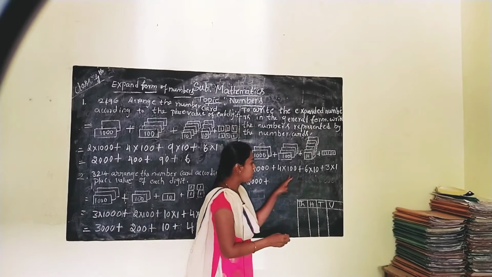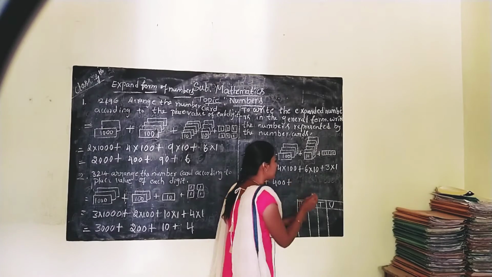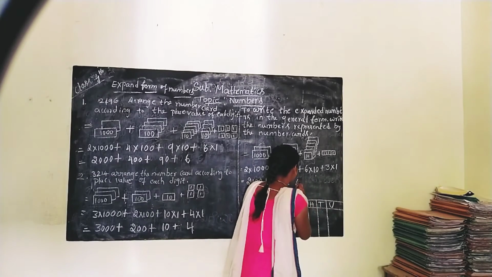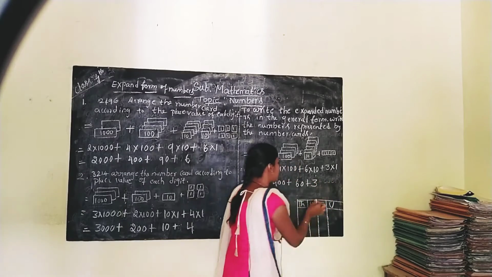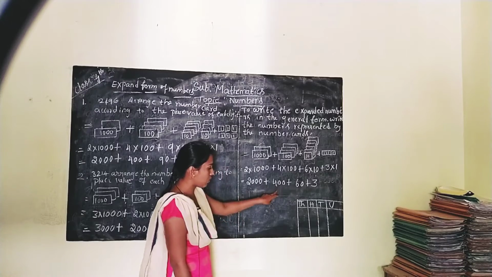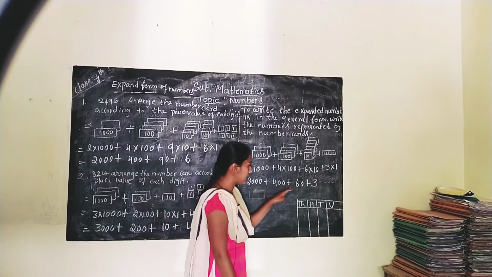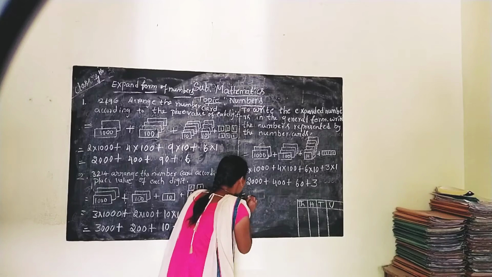Plus 4 into 100, 400. Plus 6 into 10, 60. Plus 3 into 1, 3. Next, now we have to add 200 plus 400, 2000 plus 400, 2400 plus 60 plus 3, 2463.